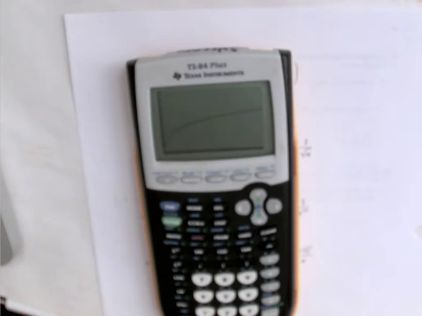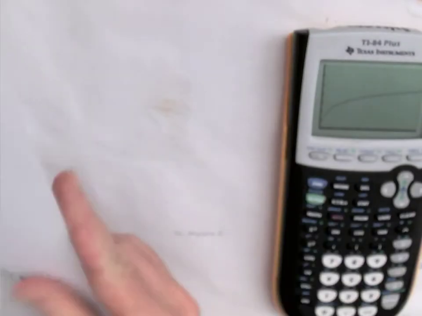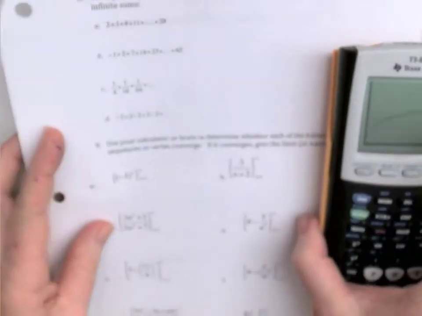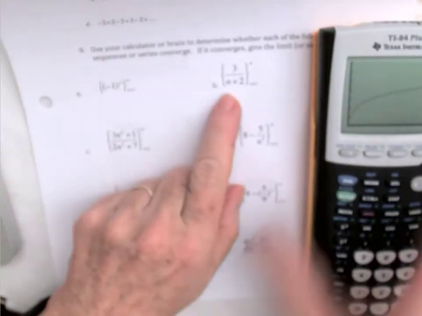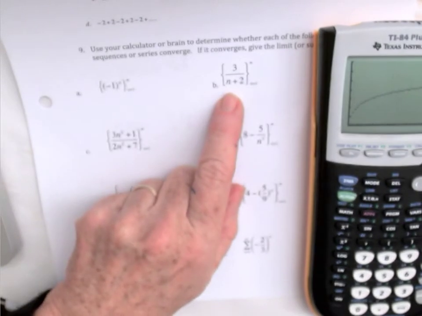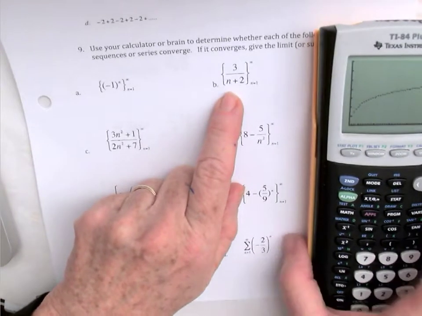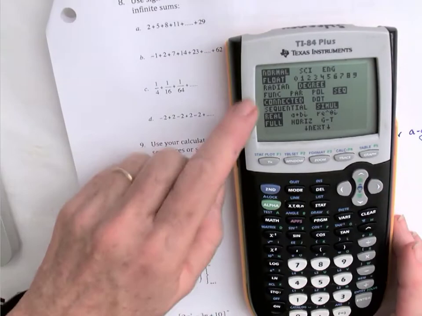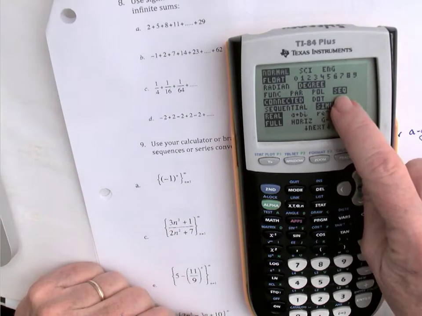I'm going to talk about how to graph a sequence or a series, and I'm going to change a little bit what we had said in class. So suppose you wanted to graph a series, and I'm going to pick one from the homework, something like, let's say 9b. I'm going to try to graph 3 over n plus 2. So once again, I am in sequence mode. You can see that right over here.